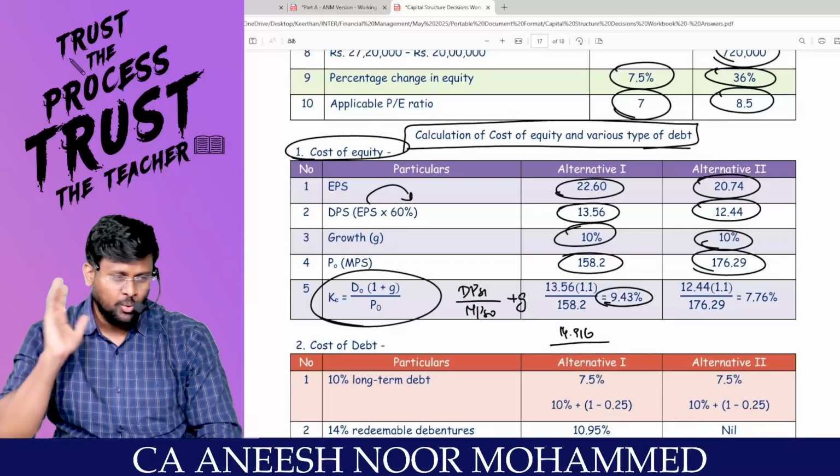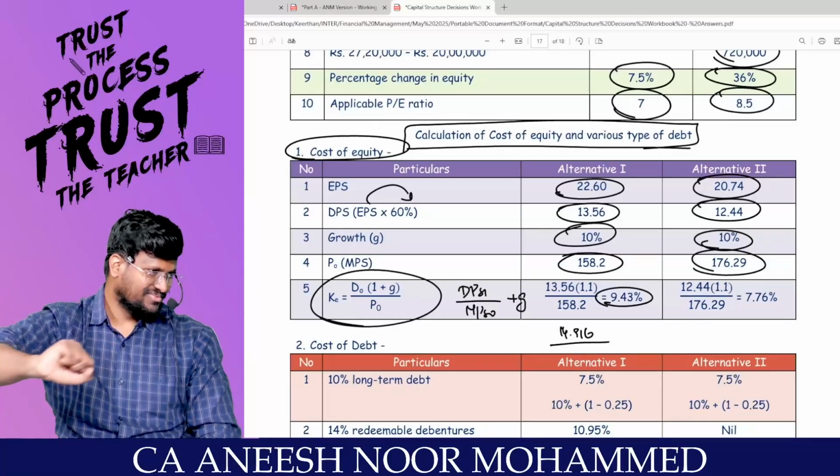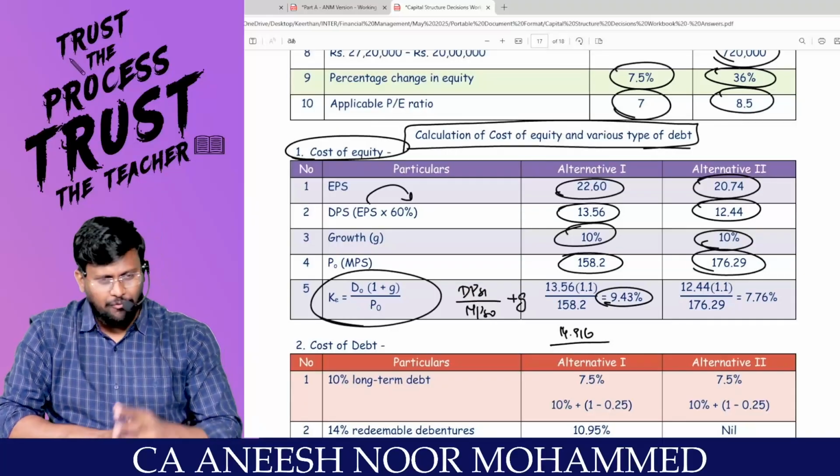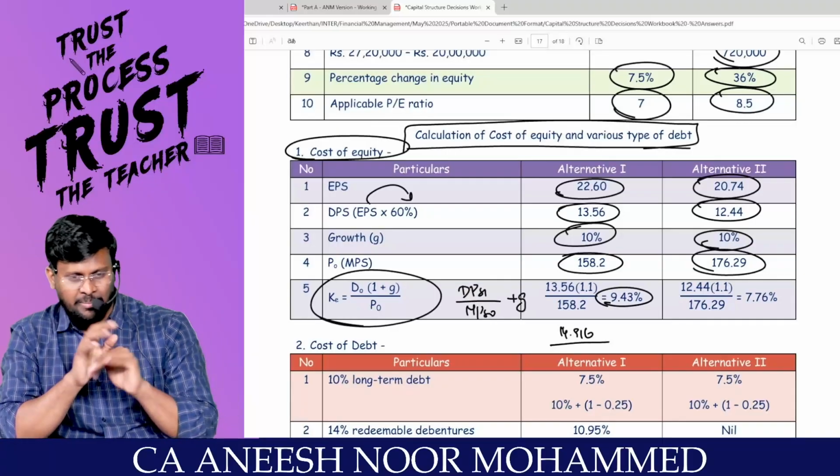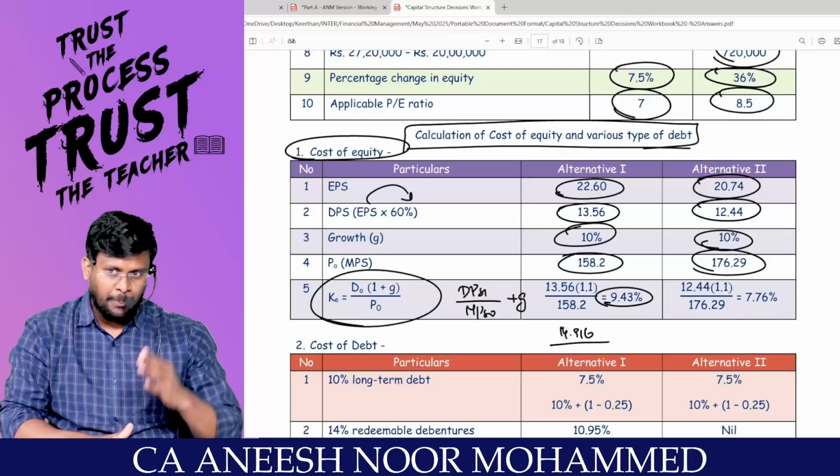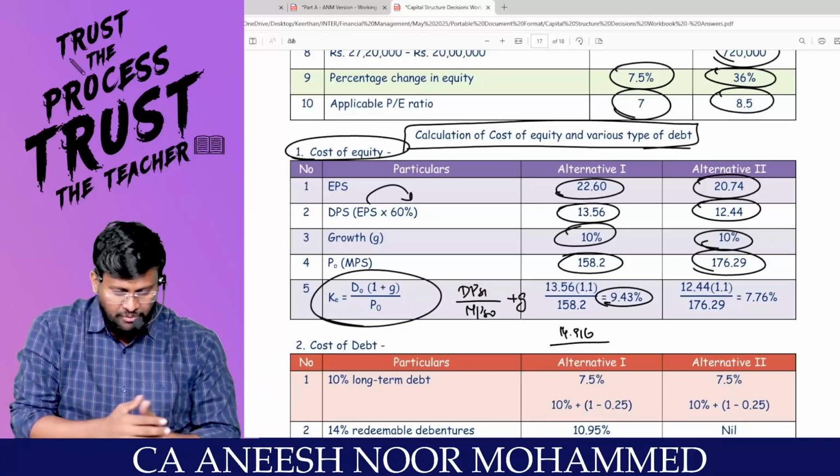What is the dividend payout ratio? 40% they are retaining. That means there should be growth. Perpetual growth should be there. But they have not considered growth.